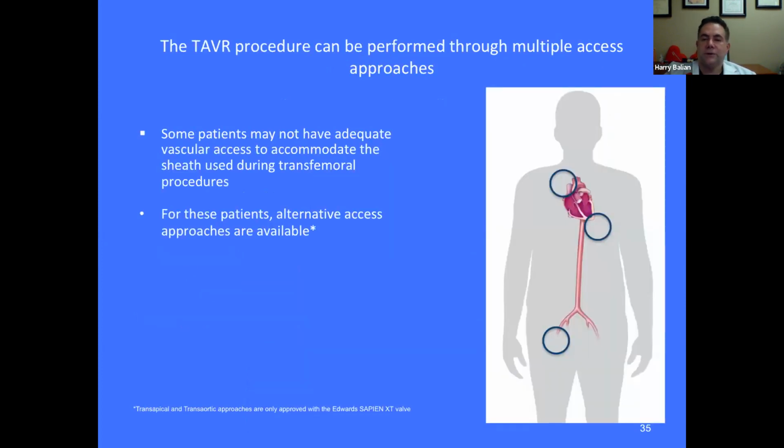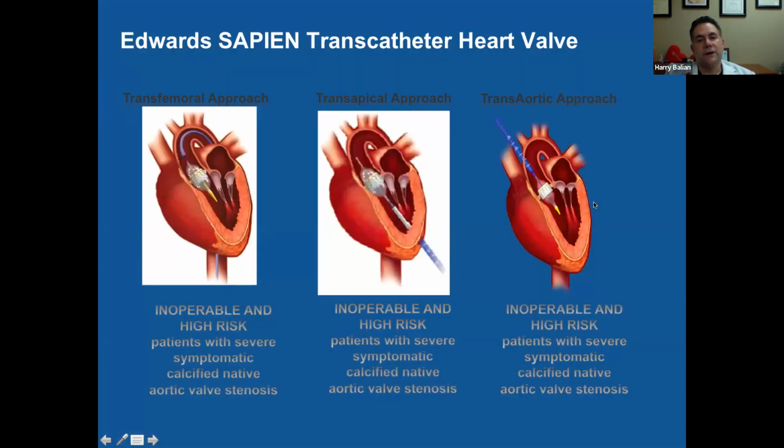Now, for the actual approaches, we can go through the groin, which is the most traditional. If that's not an option, we can go directly to the apex, or we can do subclavian access and navigate the valve directly that way. So again, this is a transfemoral approach where we go to the groin. Transapical, we stick the apex directly, or with the subclavian or transaortic approach, we go to the subclavian artery.